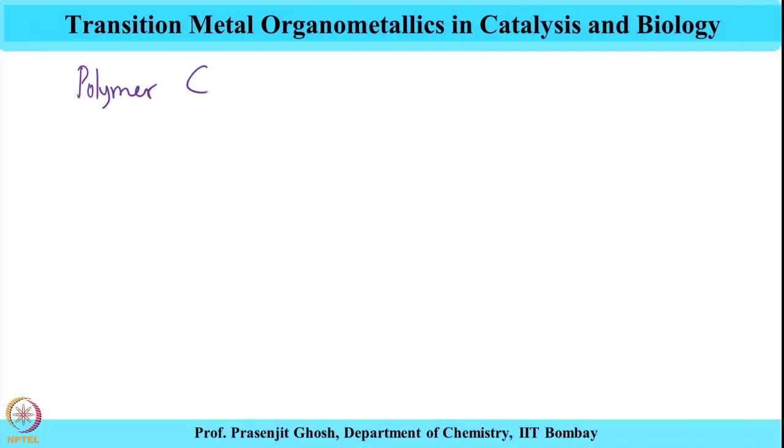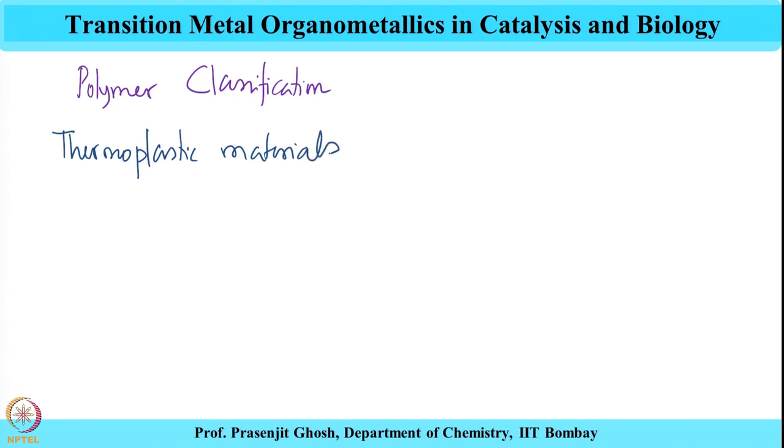So, in this context, in our previous class, we looked into three types of polymers. The first that we discussed was thermoplastic materials. These are materials that exhibit stability under short term strain, however upon warming they transform into a plastic, that means they are easily deformed and they retain the deformed shape.